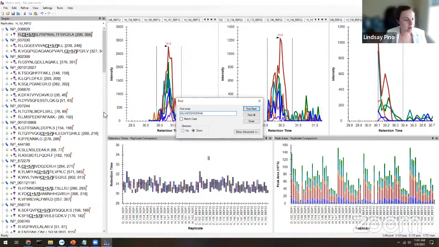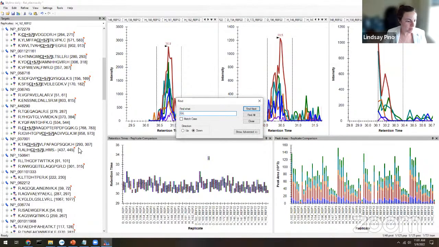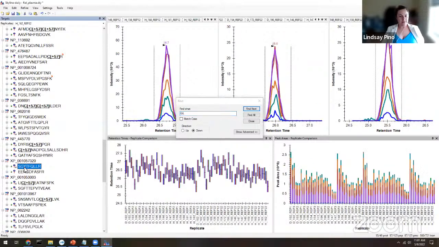Oh. And my document is not finding this peptide for some reason. That's okay. I can find another peptide.